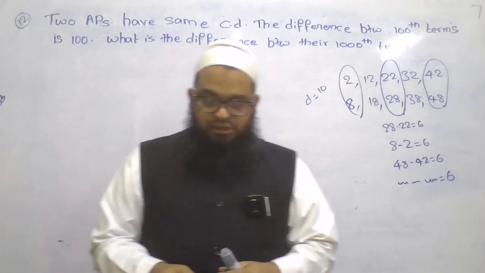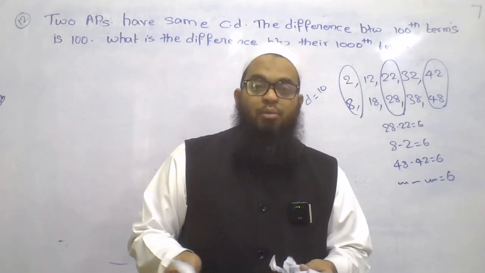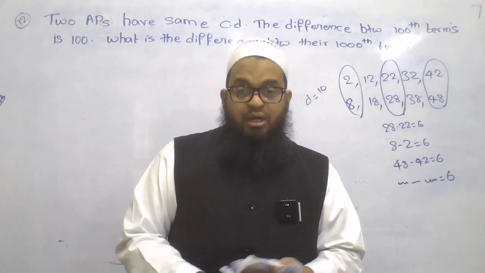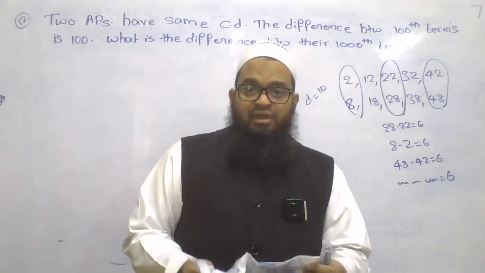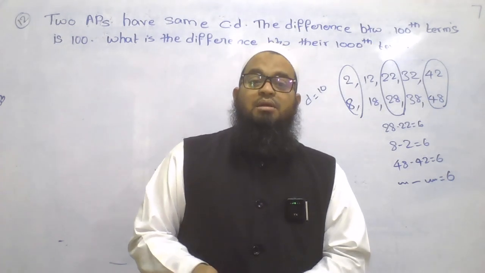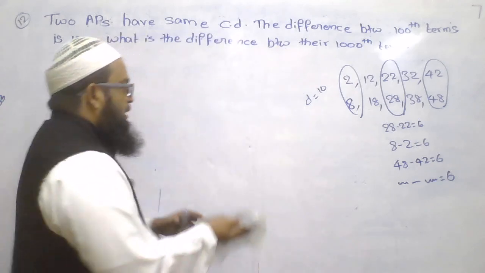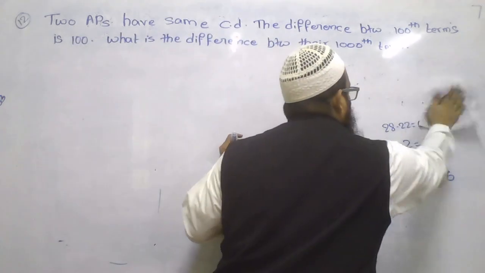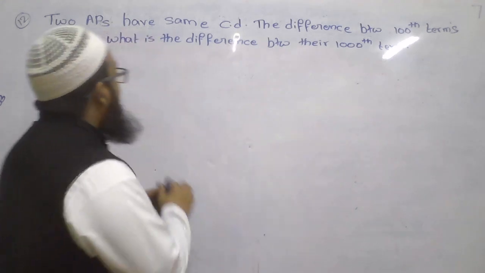So what did you understand here? Two arithmetic progressions having the same common difference will have the difference of their same terms equal. Understood? Now, with this concept, let us go to the problem which is given over here.